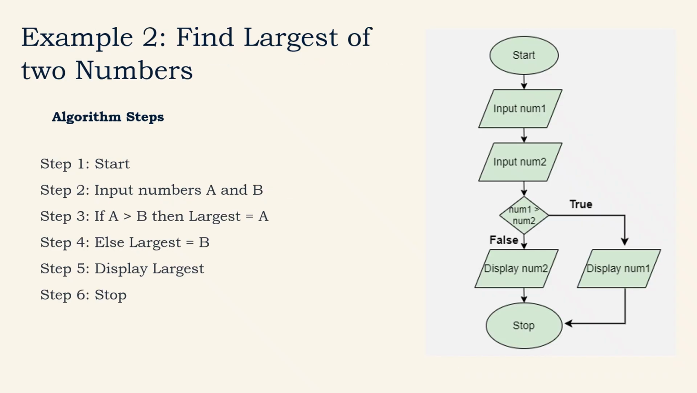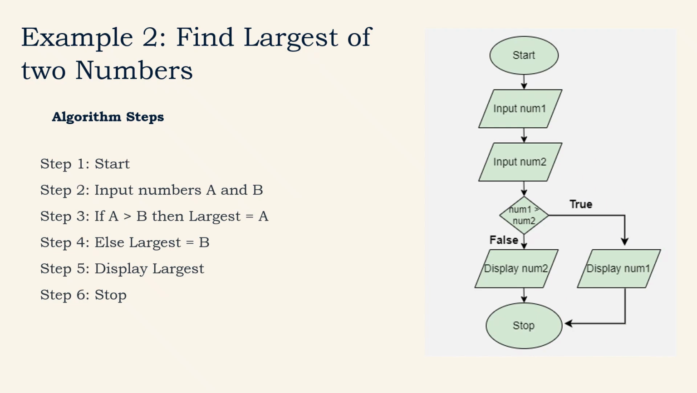Now let us see another example involving decision making. Here you can see the algorithm. The first step, start. Second, input numbers A and B. Now I'm going to check. Here I'm going to make a decision. If A is greater than B, then largest equals A. Else largest equals B. In the fifth step, display the largest. And in the sixth step, stop.